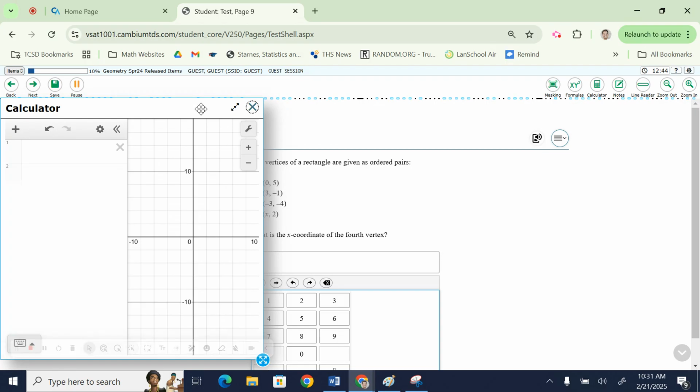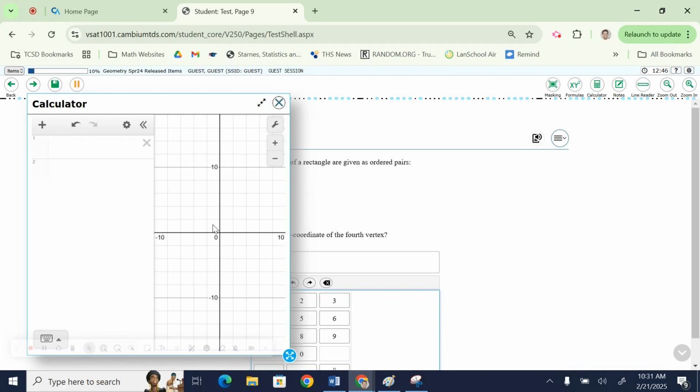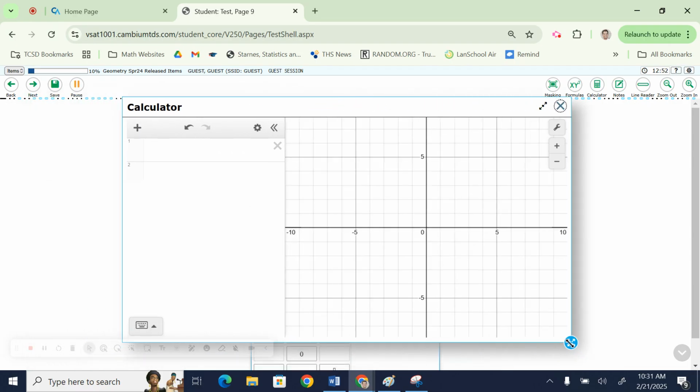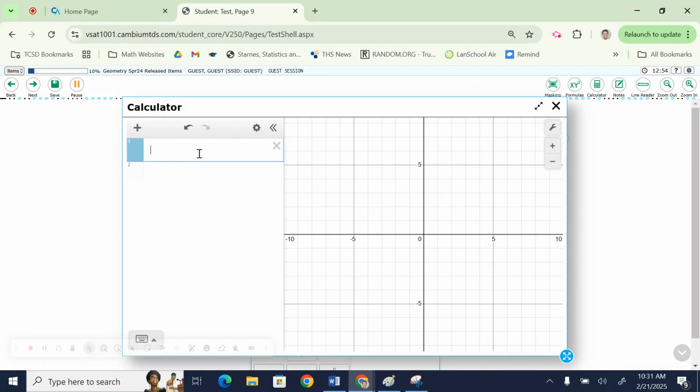I don't like how it's counting by 2's right now, so I'm going to make my calculator a little bit bigger. I'm going to drag it over here. I'm going to grab this and, okay, so now I'm counting by 1's, right? So now, let's graph my points. I'm going to do them separately. There is a way to graph them and connect them. If I had all 4, I would, but I only have 3, so I'm not going to connect them.